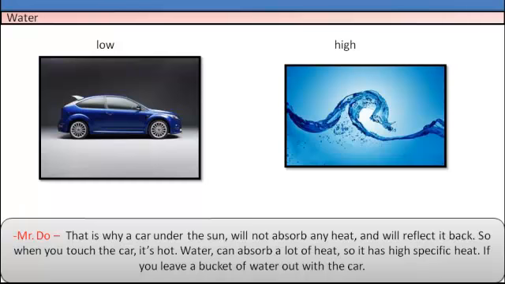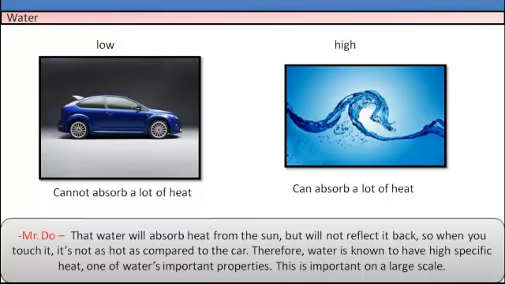Water can absorb a lot of heat, so it has high specific heat. If you leave a bucket of water out with the car, that water will absorb the heat from the sun but will not reflect it back. So when you touch it, it's not as hot as compared to the car. Therefore, water is known to have high specific heat, one of water's important properties. This is important on a large scale.